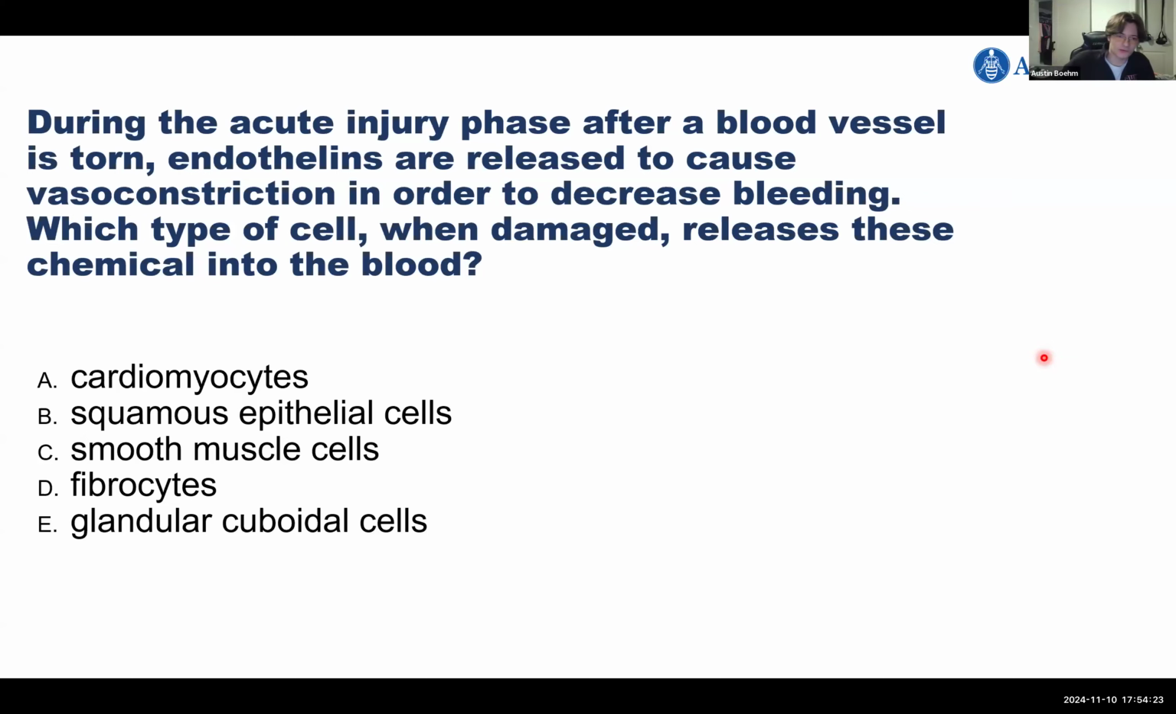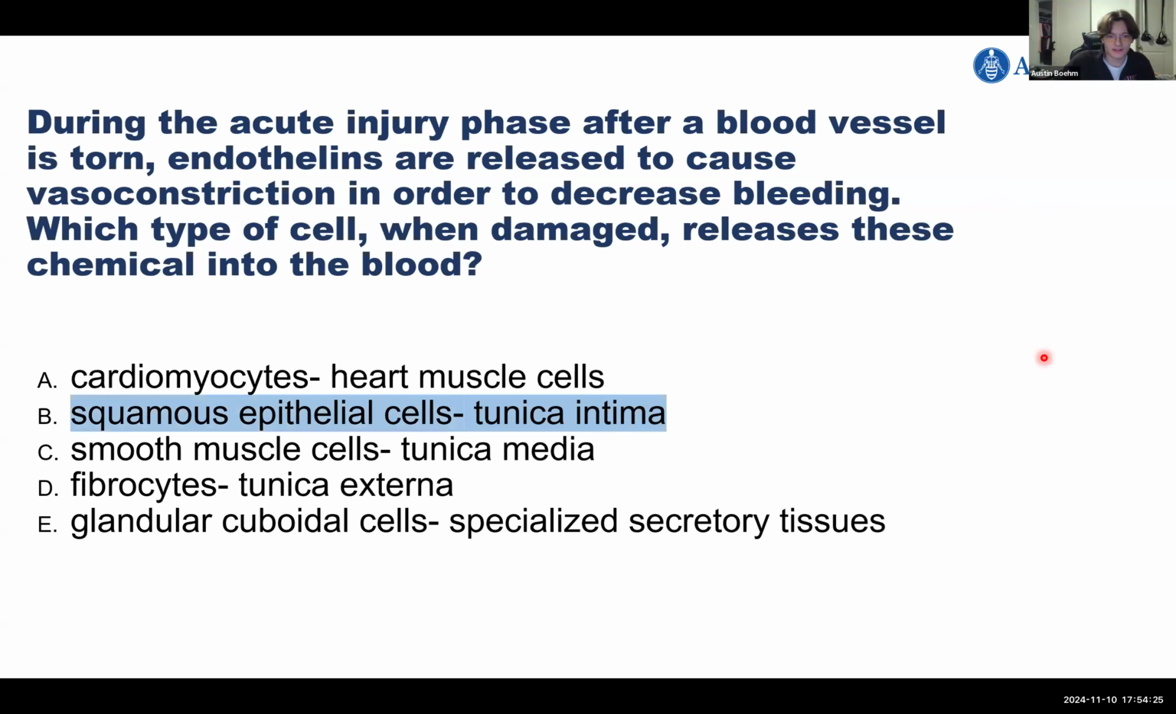All right, so the correct answer for this one is going to be squamous epithelial cells. The reason for that is because when blood vessels are torn, endothelins are released from the tunica intima, that most internal layer, and that is composed of squamous epithelial cells. So those are the things that when they get damaged are going to be releasing the endothelins, which is a signal that, hey, there's some damage, something has gone wrong. We're going to constrict and try to limit the damage.